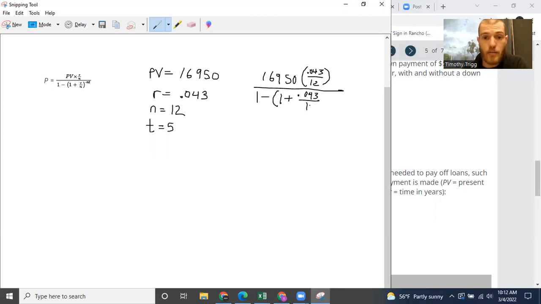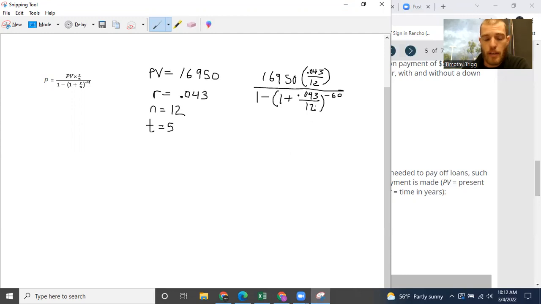And again, I hope you're writing this all down because it'll make a lot more sense. And then to the power of, it's hard to see there, but that should be a negative NT. So that's N is 12, T is 5. So these get multiplied together and it'll be negative in that exponent. So 12 times 5, that's 60. I'll just go ahead and multiply them together, 60. Okay, again, that 60 came from 12 times 5, N times T.